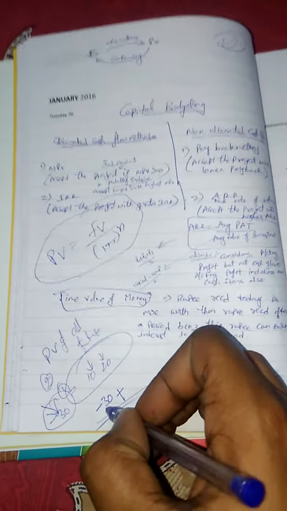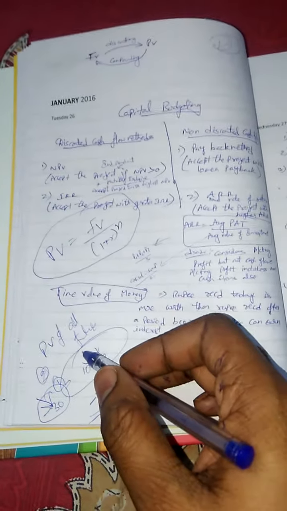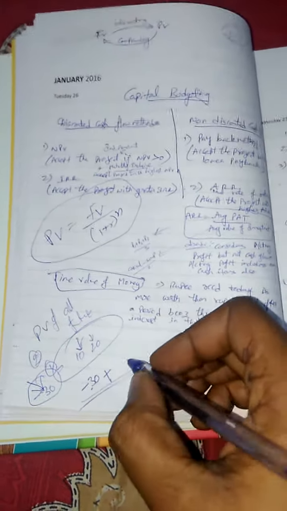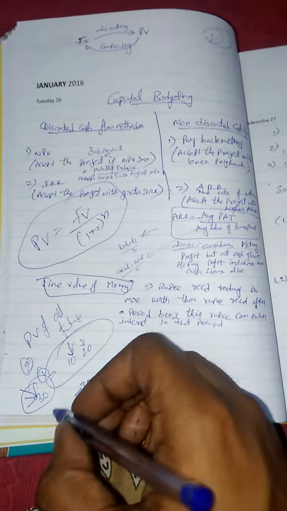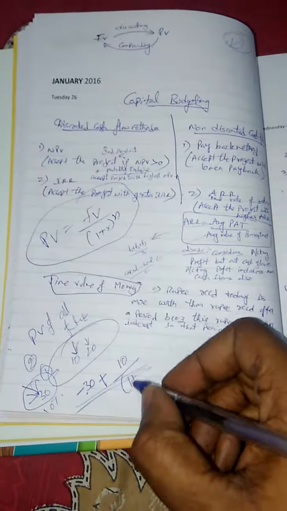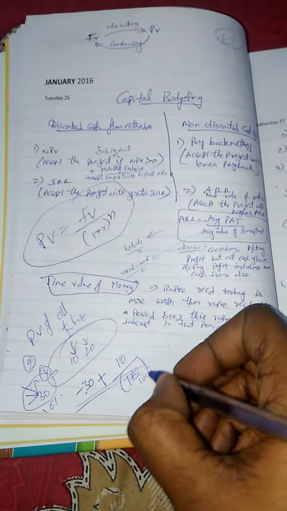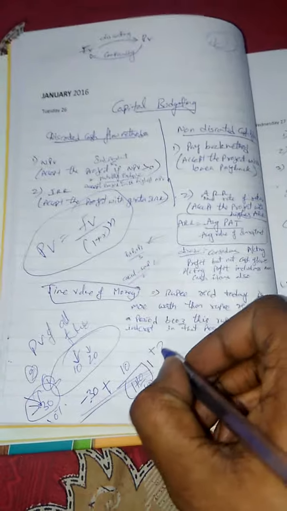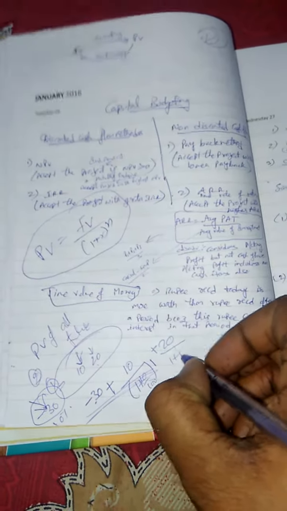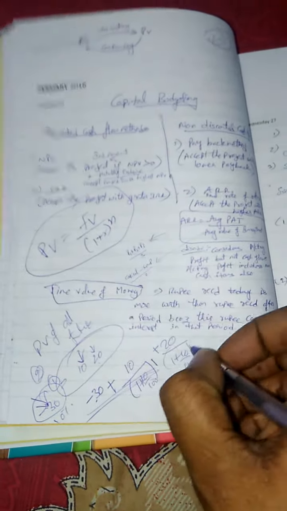That is nothing but present. Today the value is 30. This I am earning at the end of first year. So its present value is 10 by 1 plus, let us assume market rate as 10%, so it is 10 by (1 plus 10 by 100) whole power 1. Then this 20 divided by (1 plus 10 by 100) whole square.